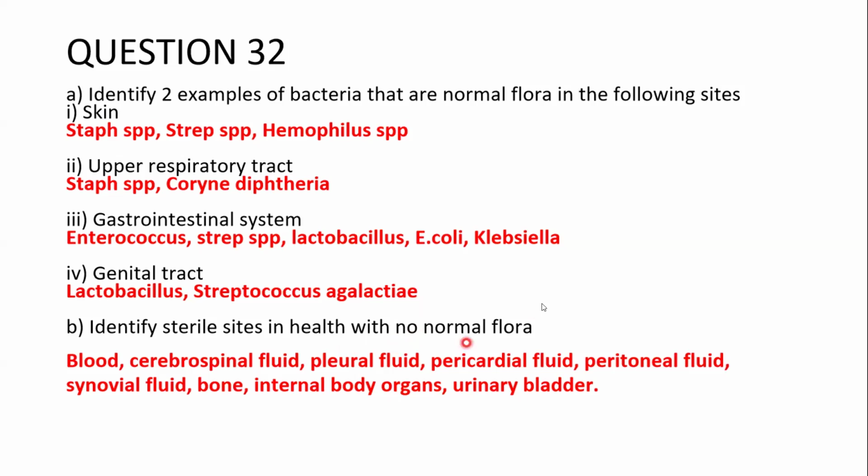Okay, this is a very good MCQ question. They ask you, the following are sterile sites except. We have the blood. This makes sense because if you have bacteria in the blood, that is bacteremia. In the CSF, we don't expect bacteria. Pleural fluid, pericardial fluid, peritoneal fluid, synovial fluid, at the bone level, at internal organs. You don't expect any bacteria at any of your organs. And then the urinary bladder. Okay, so the bladder is sterile, but the urethra is not.